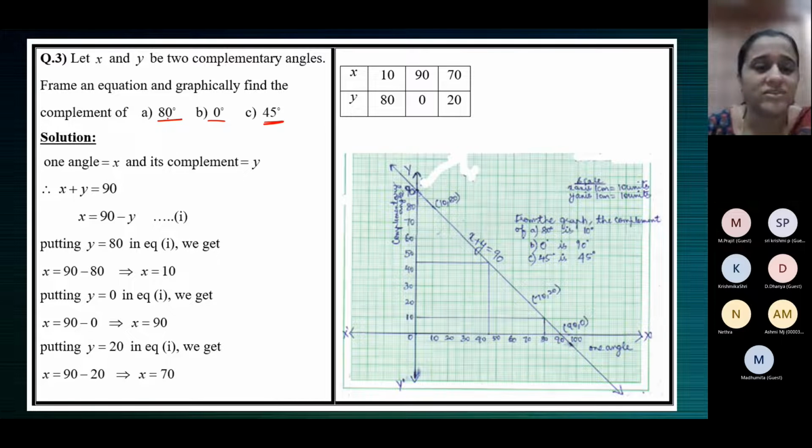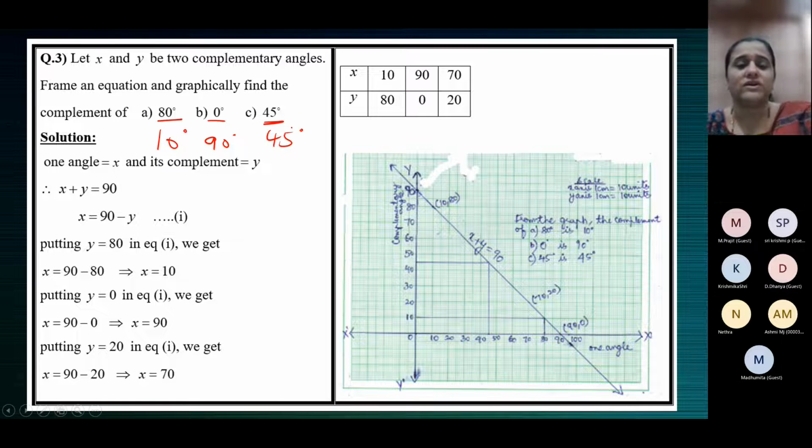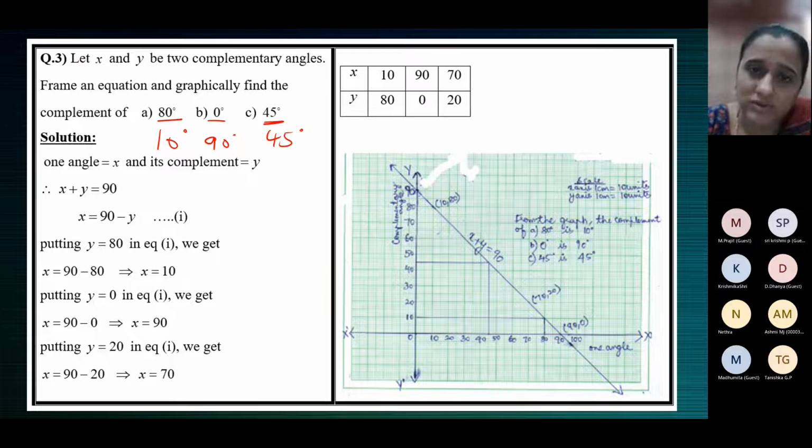And on the y-axis, what's the answer for this? 10 degrees. The answer for this, 90 degrees. The answer for this, 45 degrees. See, what we have understood in one of our previous sessions is that whenever we have to answer questions from the graph, we need to answer the questions algebraically and make sure that these values will be available on the graph. That's how you decide the scale.